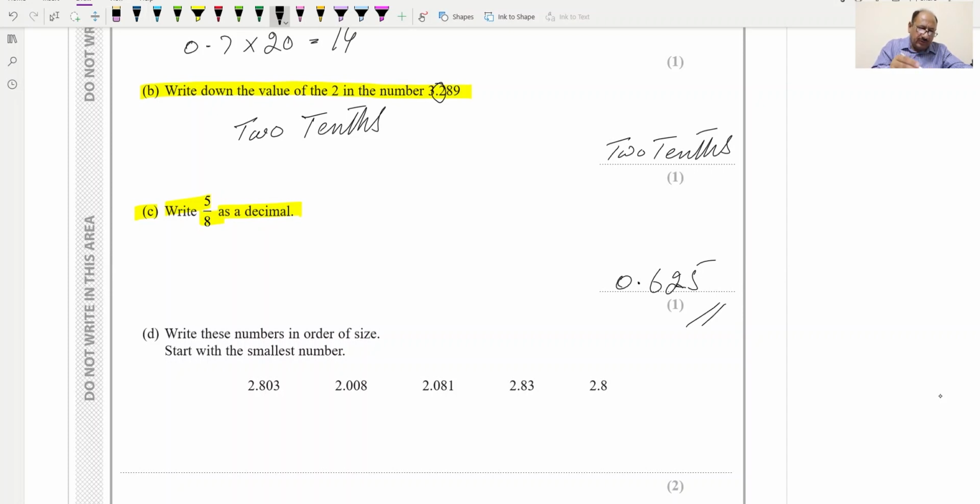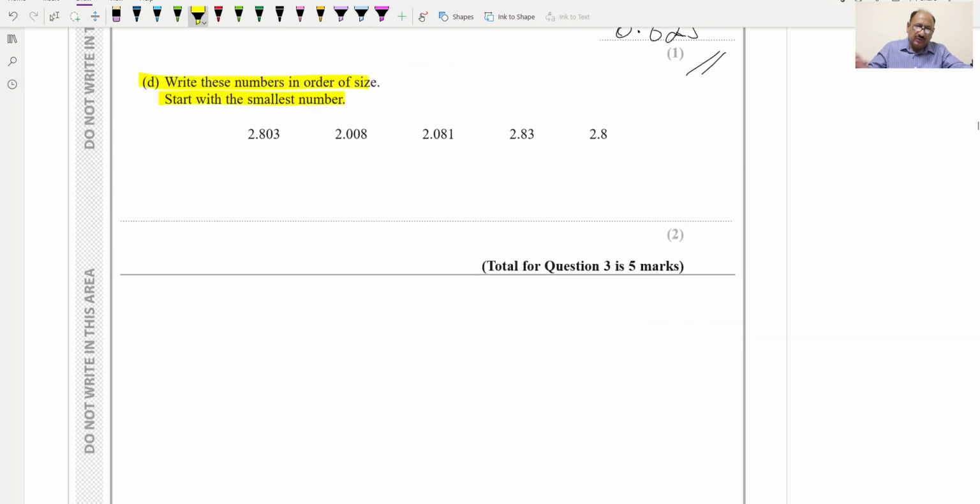Now part D says write these numbers in order of size. Start with the smallest number. So we will be checking the smallest number, which is basically this one, which we can write over here.